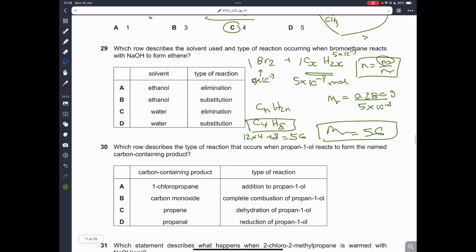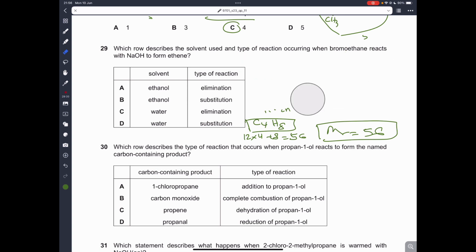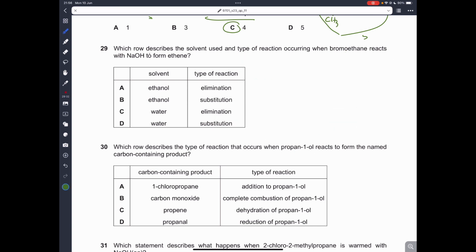29. That was difficult. Which row describes the solvent use and type of reaction occurring when bromoethane reacts with NaOH to form ethene? Bromoethane is a haloalkane. It is actually a primary haloalkane, the 1-degree haloalkane. It reacts with NaOH to form an alkene. So a haloalkane is turning into an alkene. This is actually an elimination reaction.